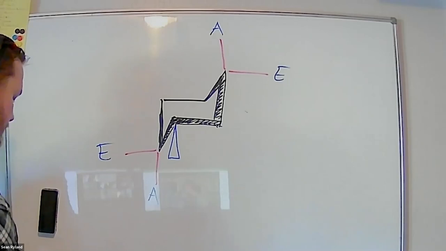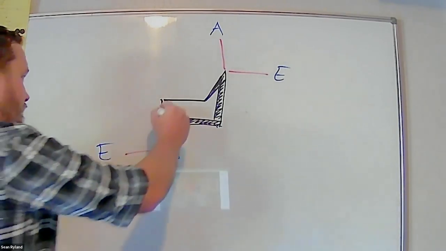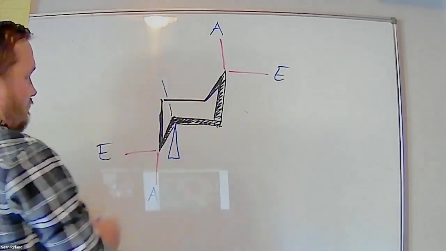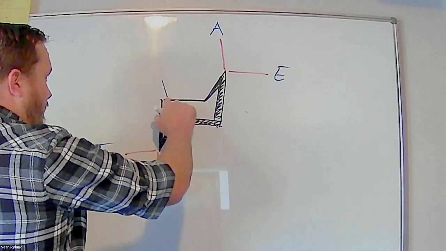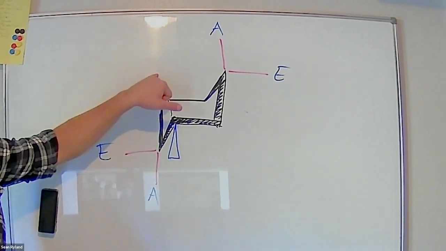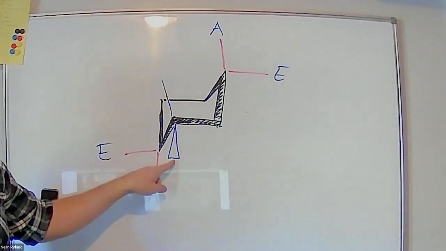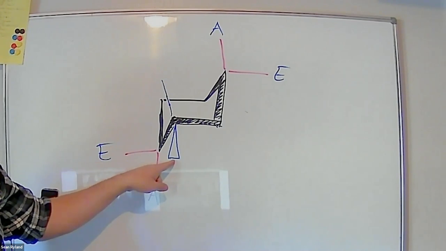And then where does that leave the last bond? Up and flat, right? Actually, I should be drawing it the other way. And again, one of them is axial and one's equatorial. Which is which? Which one's pointed towards everything else? This one, right? Because it's going up and down relative to the ring. This one is going away from everything else, pointed away from the ring.